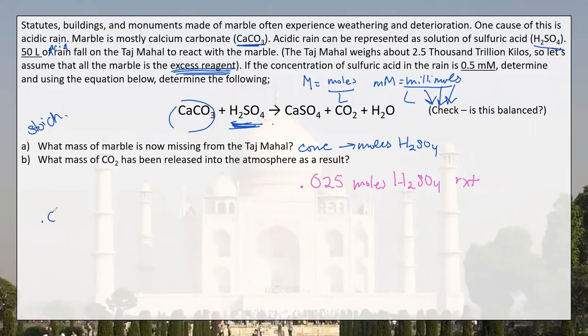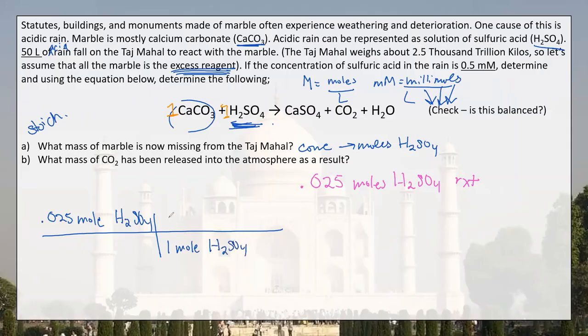So 0.025 mole H2SO4. And then we look at our stoichiometry. There is an implied 1 here, an implied 1 here. So that is my molar ratio, right? So 1 mole H2SO4 will react with 1 mole calcium carbonate.